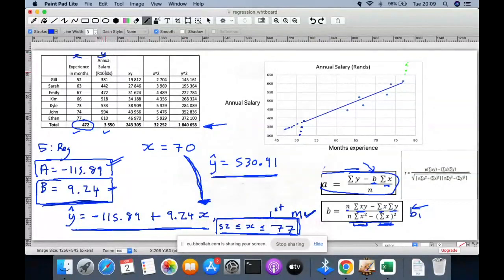Your units are in thousands, so you do need to provide an interpretation in terms of words, okay, not just the number. So you need to say a person with 70 months experience is expected to have, now remember it's in thousands, so what you would do is multiply this by 1000 if you look at the units for your annual salary. So you would say someone with 70 months experience is expected to have 530,910 rands annual salary. That's the statement you need to provide. Are we all clear on that?